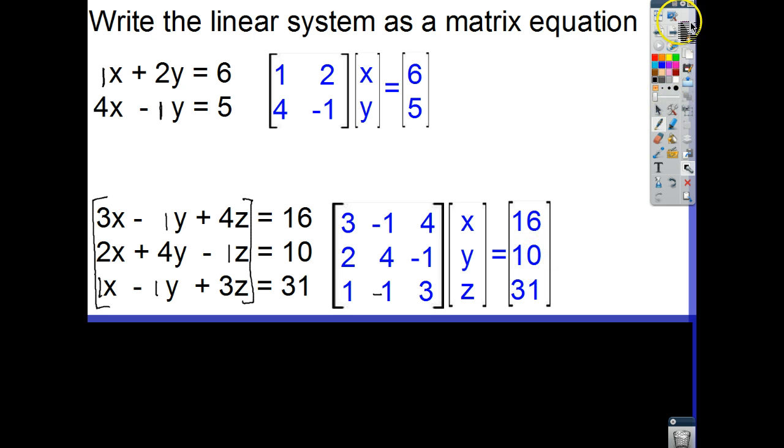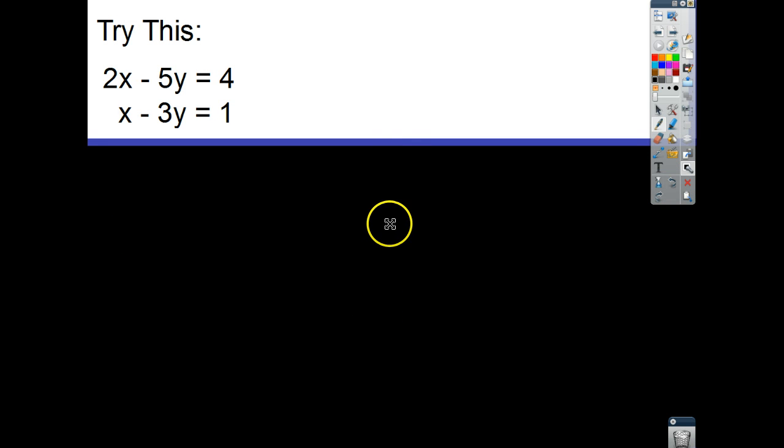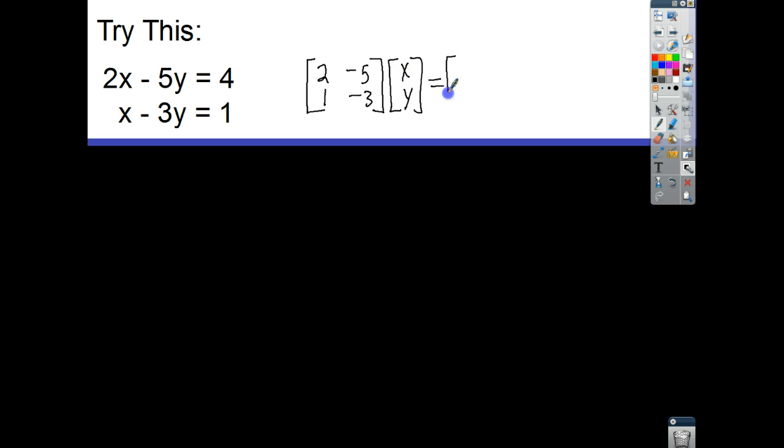Okay? All right. Get you to try one. Go ahead and write this as a matrix equation. Okay, well, when you take the x out and just leave the coefficients, it's 2 over 1, and then from the y's, negative 5, negative 3. Next to that, the column matrix xy equals 4, 1.